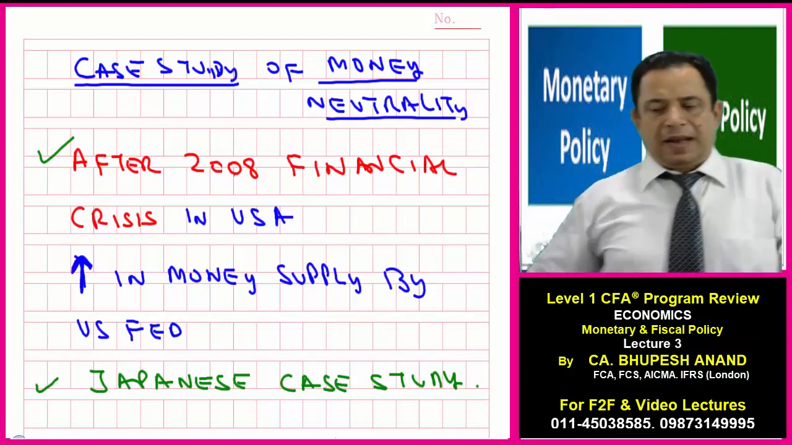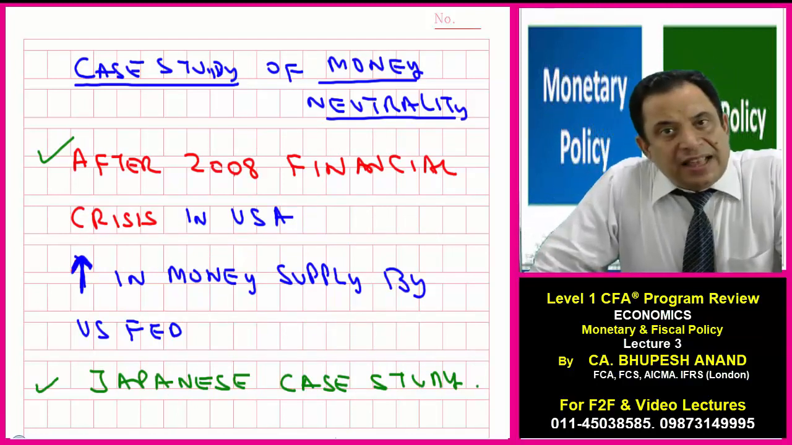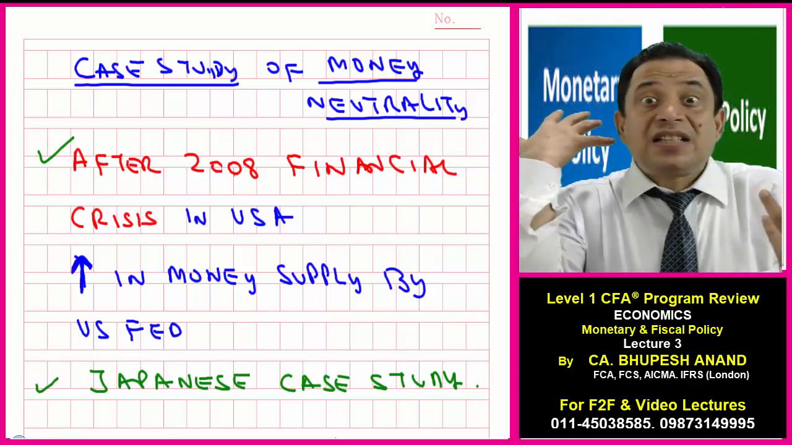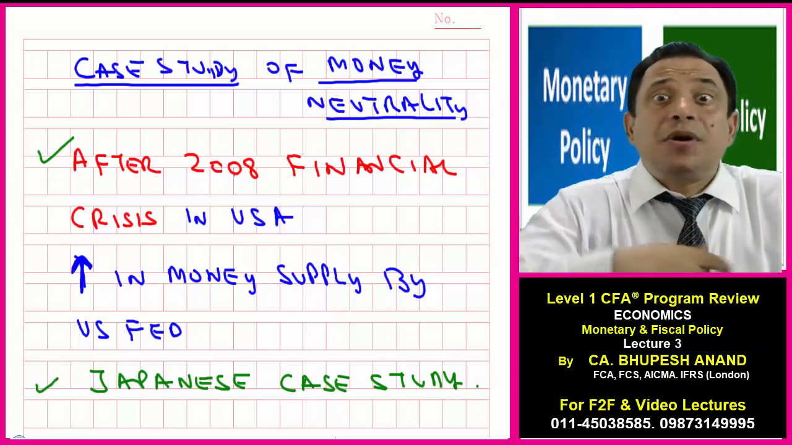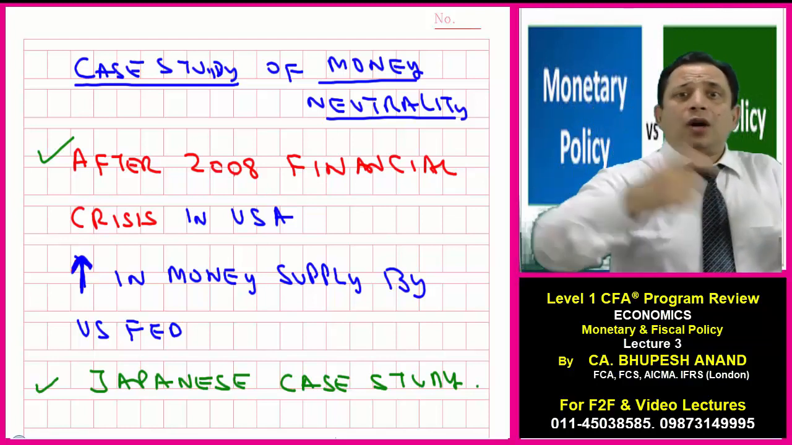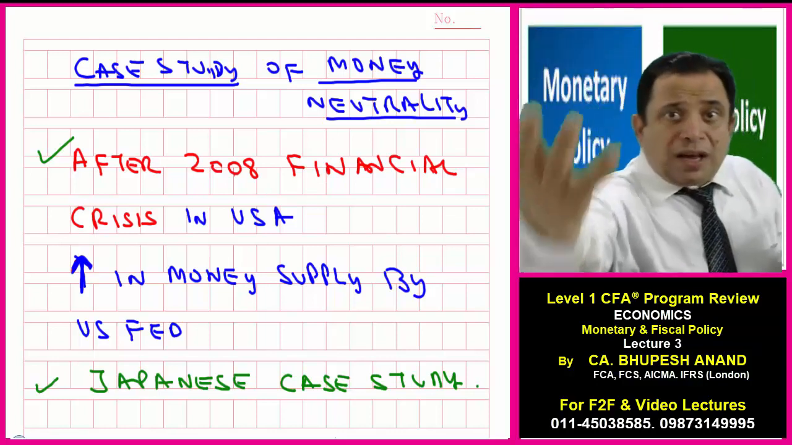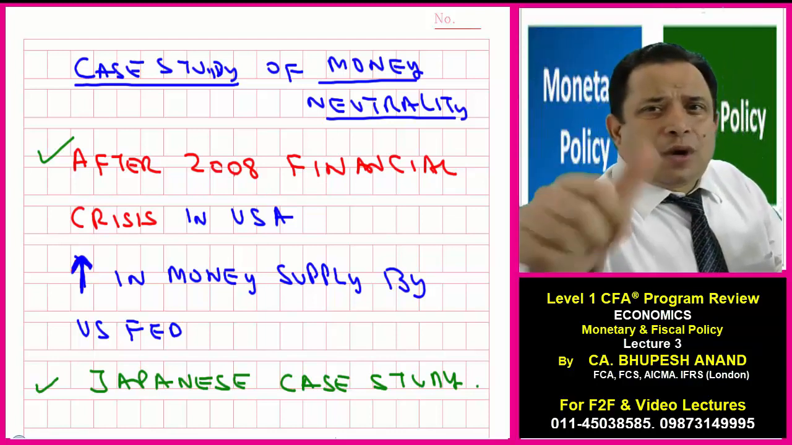Case study of money supply. I have given the two case studies: 2008 in USA and what is happening nowadays in Japan. So these two case studies tell us that by just distributing the money, helicopter money or more liberal money, or by increasing the money supply, whether you can increase the growth rate?